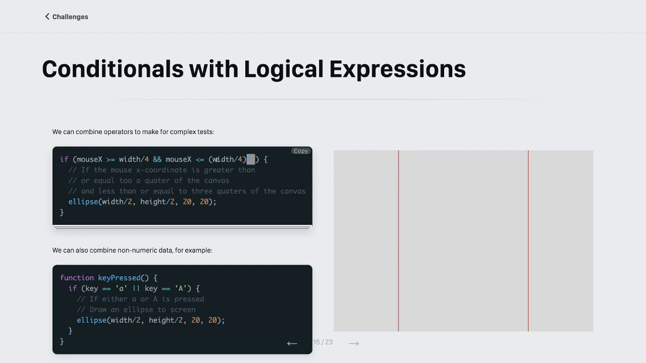So this is another way of getting the same thing that we had before, 3/4 of the width. So the mouse X position must be greater than 1/4 of the screen and less than 3/4 of the screen. So this thing is only true in the middle. Seems pretty straightforward, I hope, but you can use these to make arbitrarily complicated bits of cool stuff.